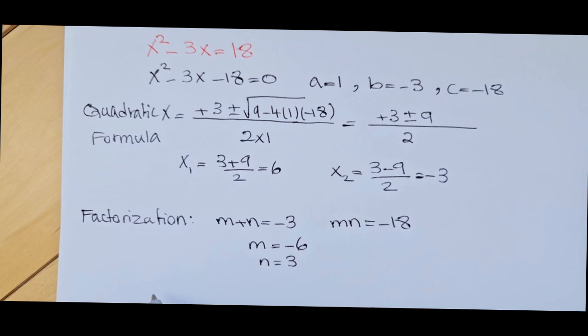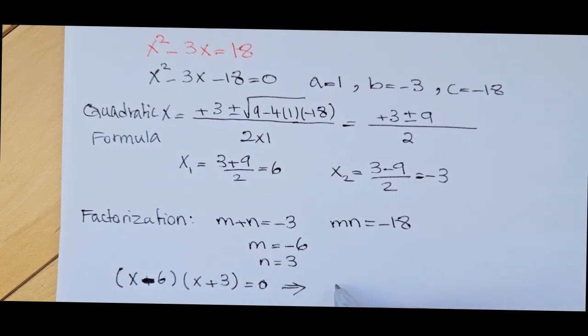So remember, if I want to factorize it, it would be (x minus 6)(x plus 3) equal to 0. Again, this is a fact in mathematics. When brackets are multiplied together and the product is equal to 0, that means any of those brackets could be a potential answer.